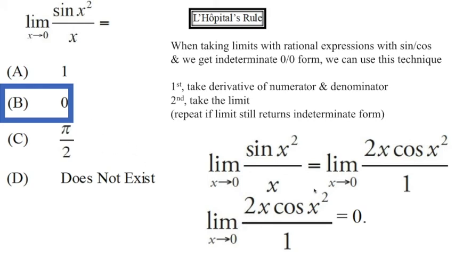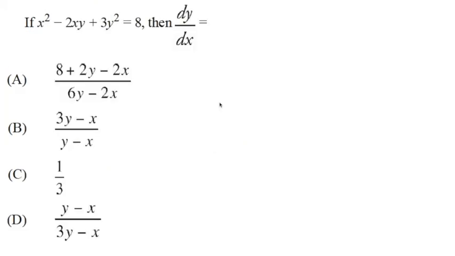So if, again, it returned 0 over 0 for the top and bottom, we could take the derivative and do the whole process again. And depending on the complexity of the problem, you might have to do that 2, 3 times. That would be L'Hopital's rule.